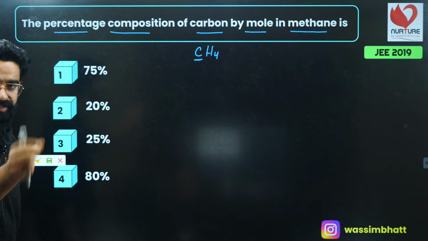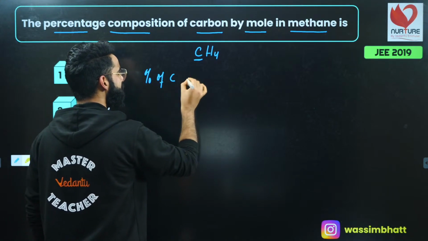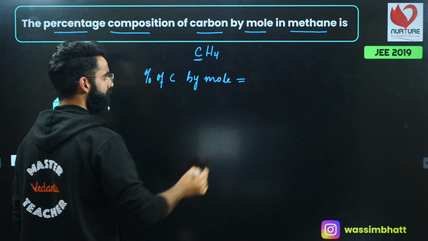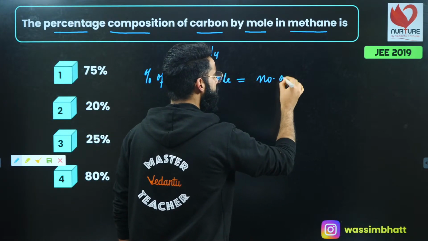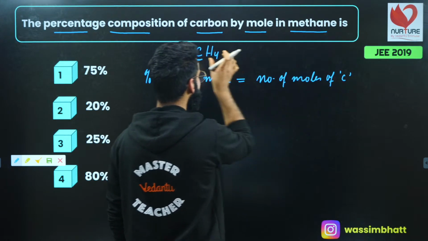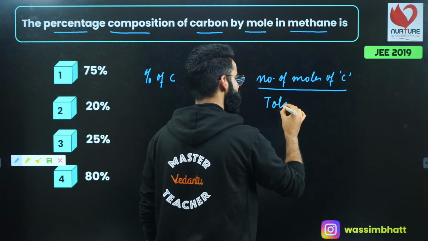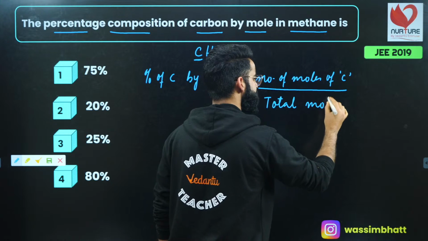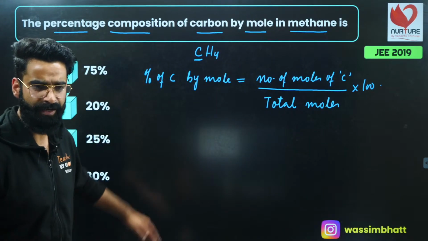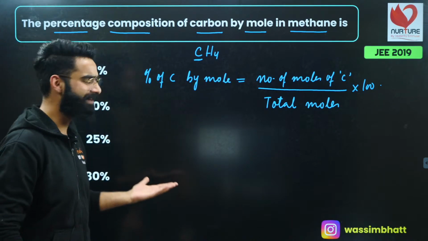What does that mean? See guys, remember, percentage of carbon by mole in methane is going to be equal to number of moles of carbon present in methane divided by total moles multiplied by 100. This is the simplest formula by means of which I can calculate the percentage of carbon by mole in methane. Similarly, you can write it like this also.